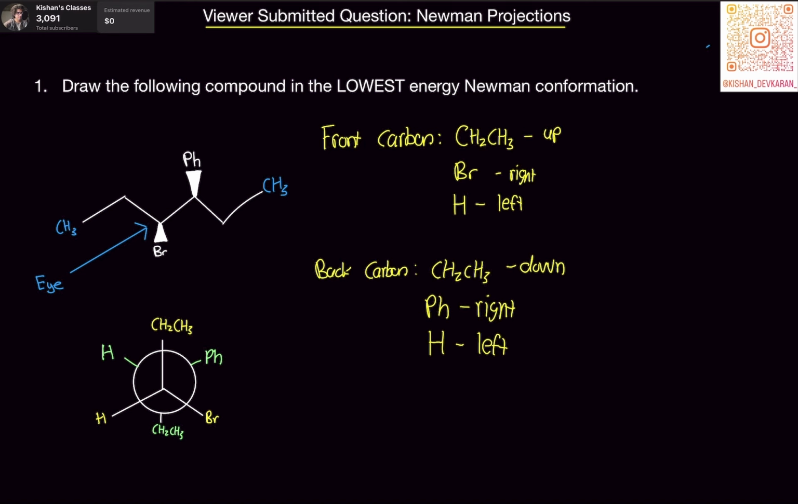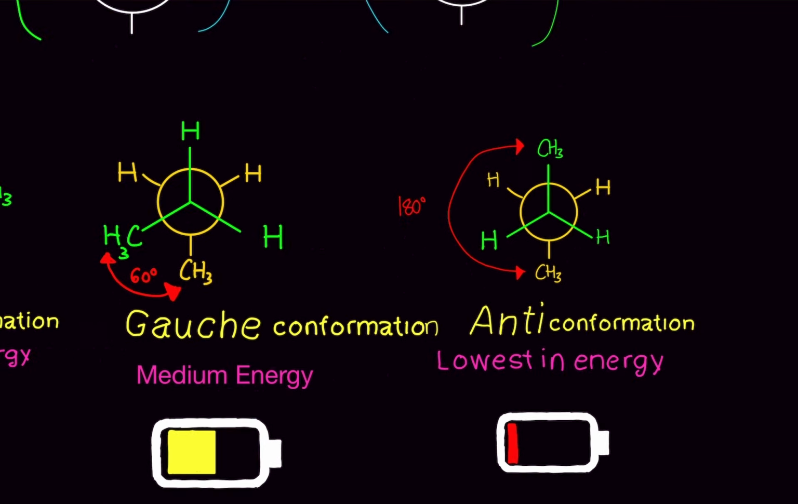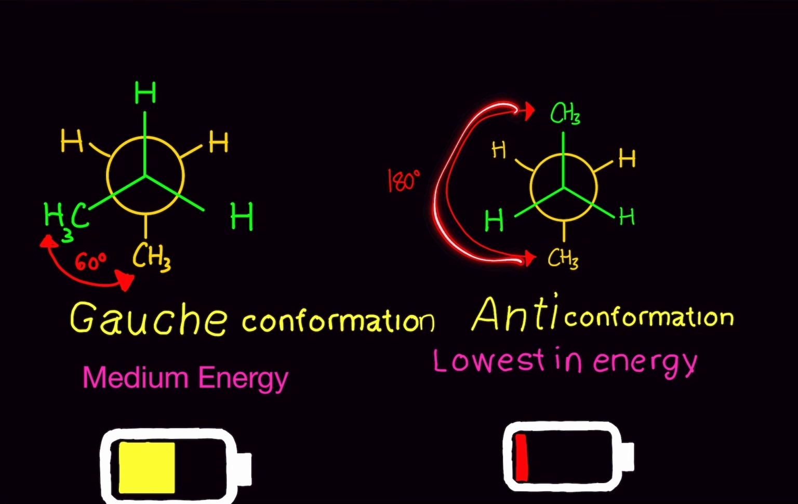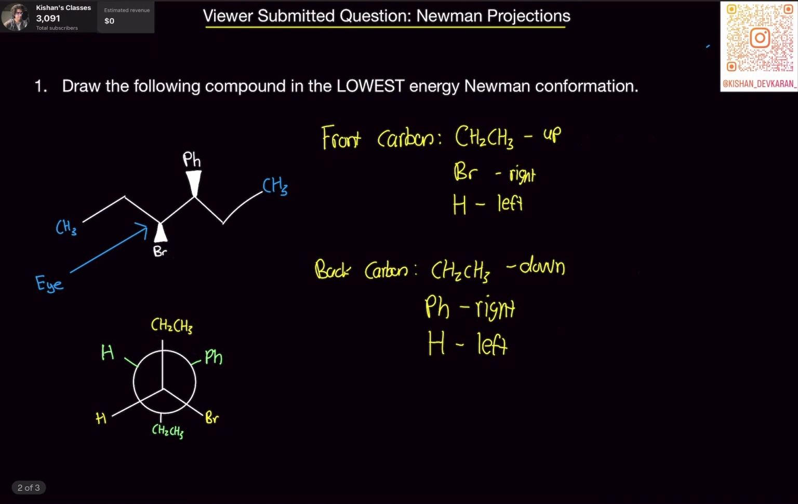What you need to do is rotate the back carbon functional groups one space over, right? So one space over, and until you get the bulkiest groups 180 degrees away from each other. Because remember, the lowest energy conformation means that the bulkiest groups are 180 degrees from each other. So one's in the top position and the other one's in the bottom position. The question is, what are the bulkiest groups?